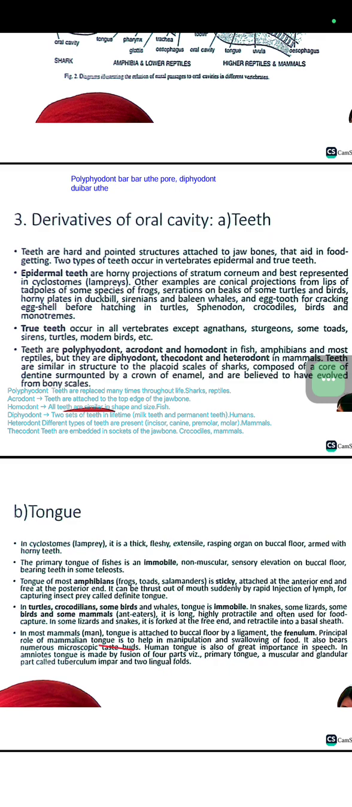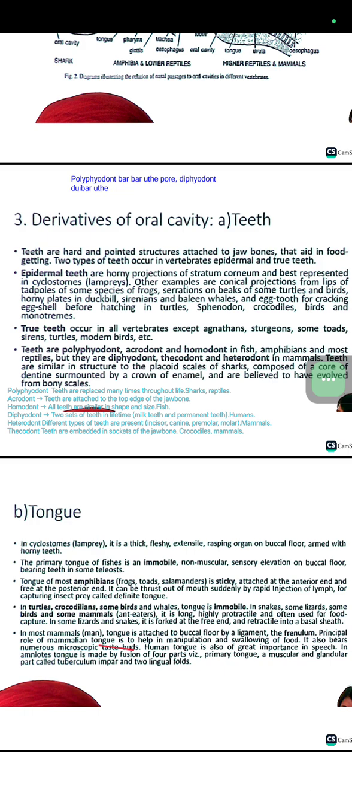Two types of teeth occur in vertebrates, epidermal and true teeth. Epidermal teeth are horny projections of the stratum corneum and are best represented in cyclostomes. Other examples are conical projections from the lips of tadpoles of some species of frogs, and serrations on the beaks of some turtles and birds. Then horny plates in duckbill, sirenians, and baleen whales, and the egg tooth for cracking the eggshell before hatching in turtles, crocodiles, birds, and monotremes.